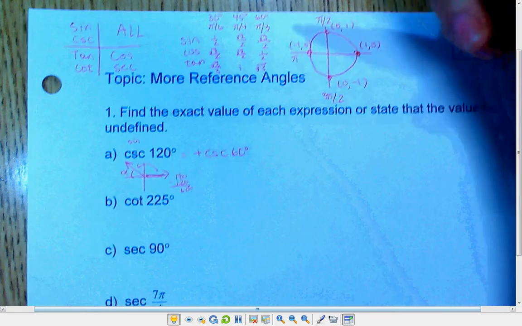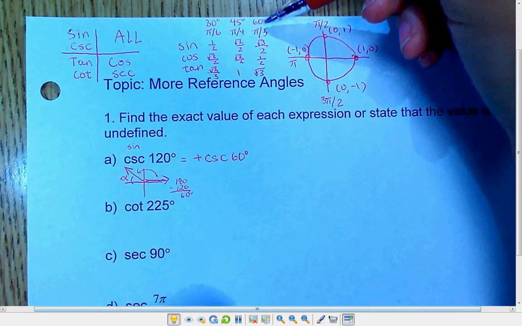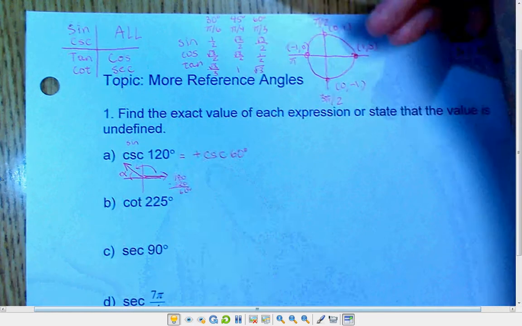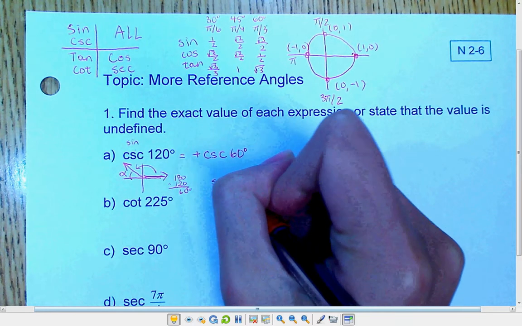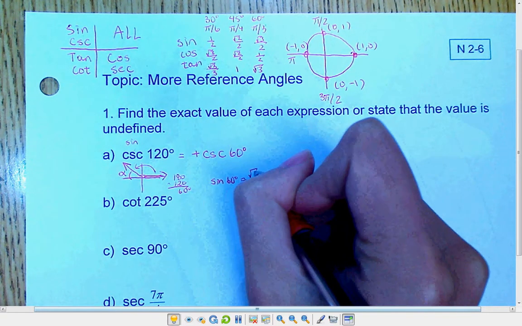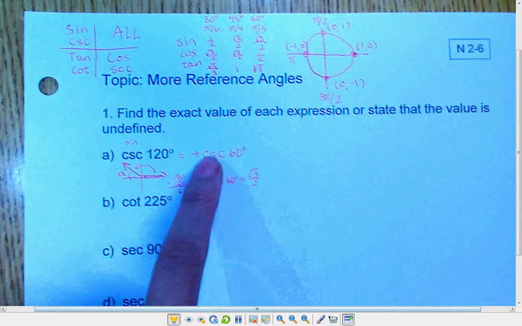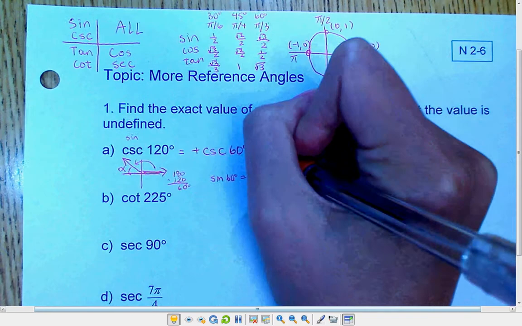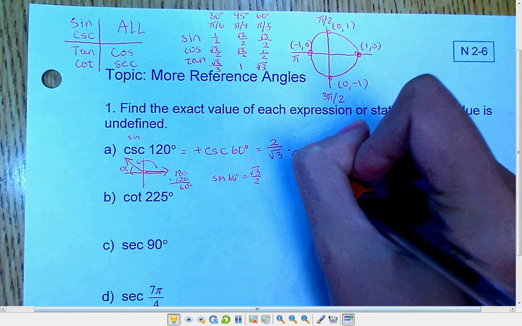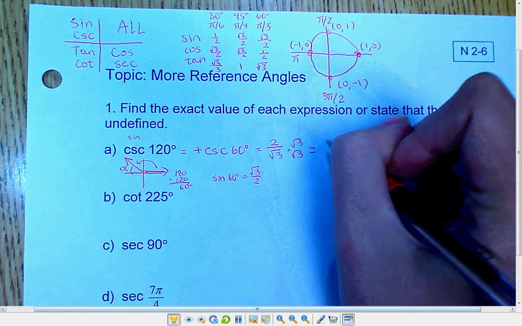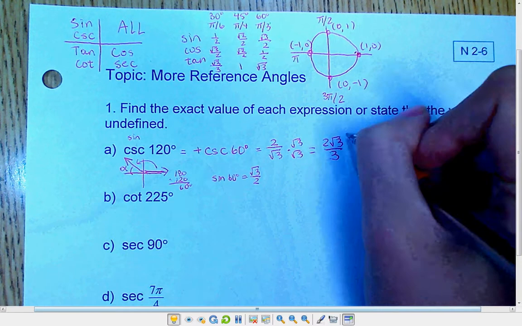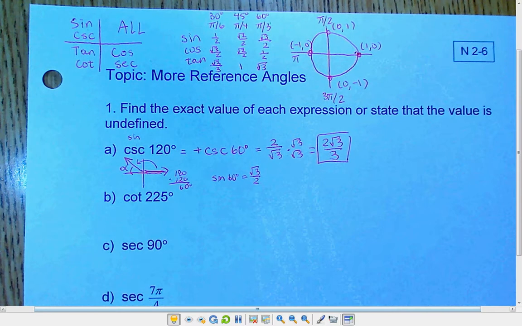So 60 degrees is in our chart. We're going to be using our chart. We need to remember that cosecant is the reciprocal of sine. So we know that sine of 60 degrees is root 3 over 2. So to find cosecant, we're just going to flip it. It turns into 2 over root 3. Cannot have a square root in the denominator. So it leaves us with 2 root 3 over 3. And it's positive, so this is my trig ratio.